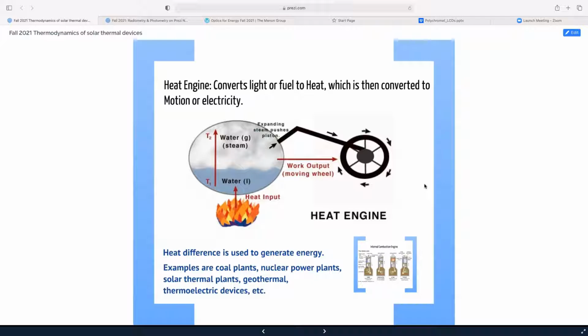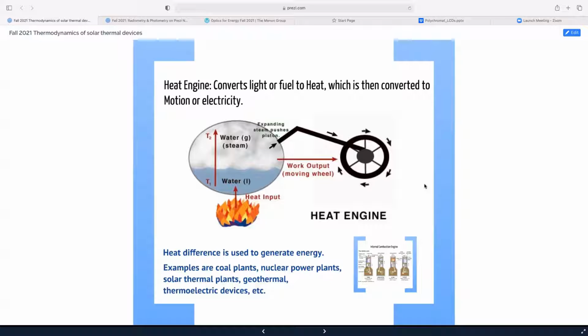So the key concept to keep in mind is that the difference between the temperature of the hot part, T2, and the temperature of the cold part, T1, represents the achievable efficiency of the system. And we'll come to this idea of the Carnot cycle shortly. Now, this is true generally. In other words, we can be talking about coal plants, nuclear power plants, solar thermal plants, geothermal plants, thermoelectric devices, solar cells, whatever. So it's true generally speaking.